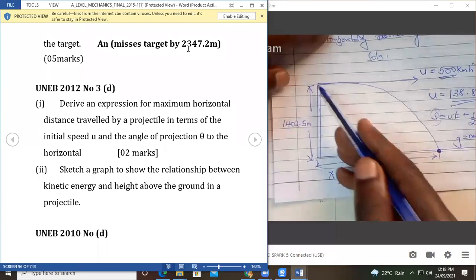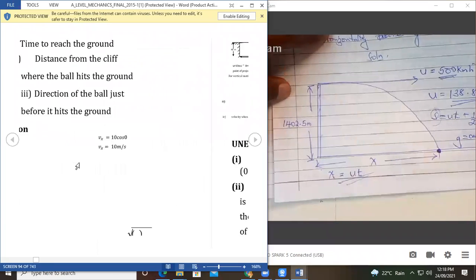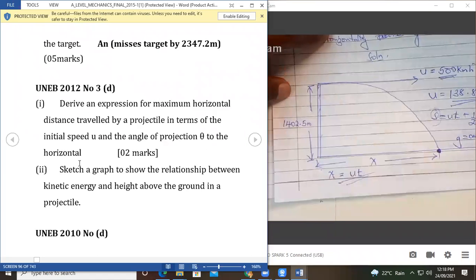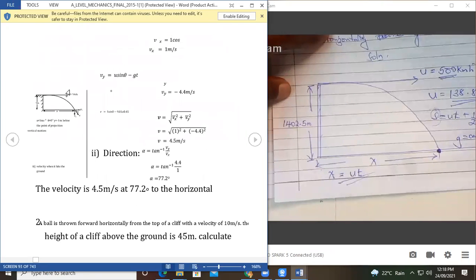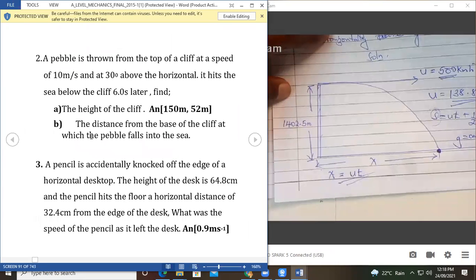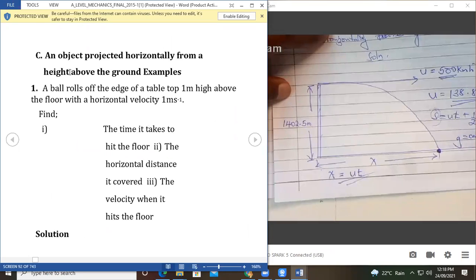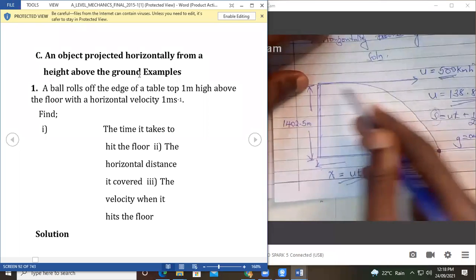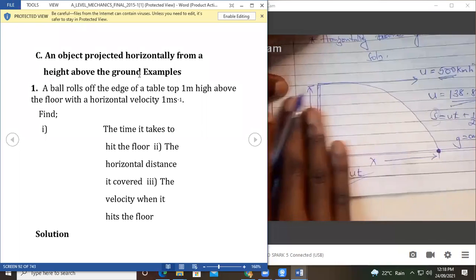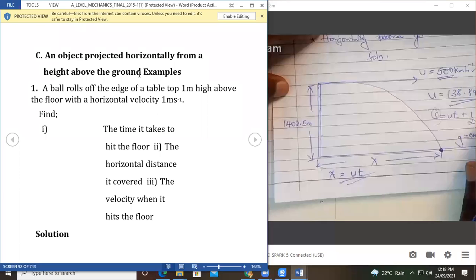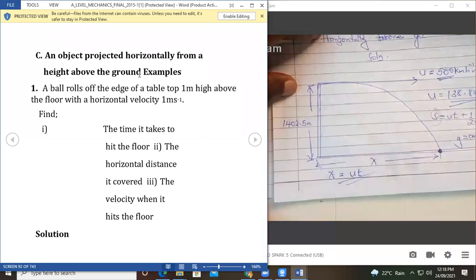Now you see here, this one is horizontal. Let me take you back to the notes. When the body is projected horizontally, like this one here... The problem is you cannot read PDF very well. Let me show you here: an object projected horizontally from a height above the ground. That angle is 0. The angle of projection is what? 0, because the aeroplane is moving horizontally. So the angle to the horizontal is 0.